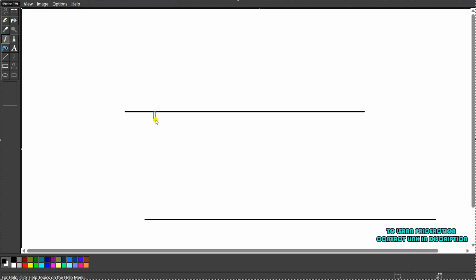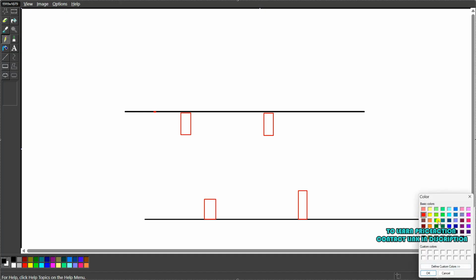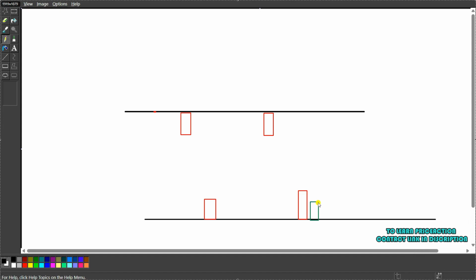One is a red candle, this is red, and here is also red, and here also we can place a red candle, and in the same way a red candle. Now after that we need a green candlestick. So green candlesticks like this, or it can be like this.